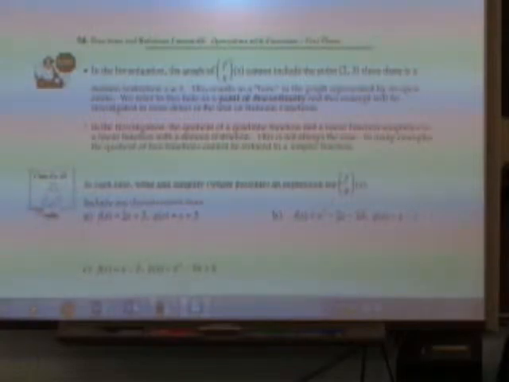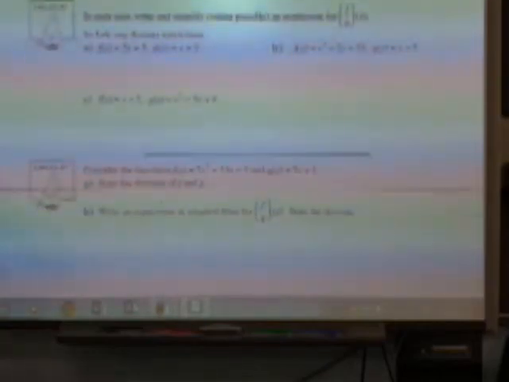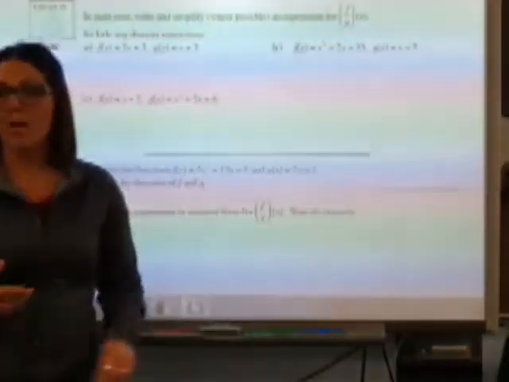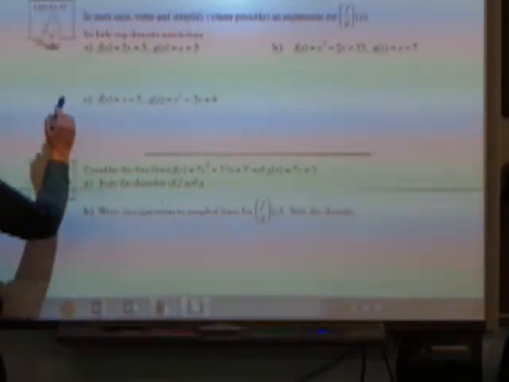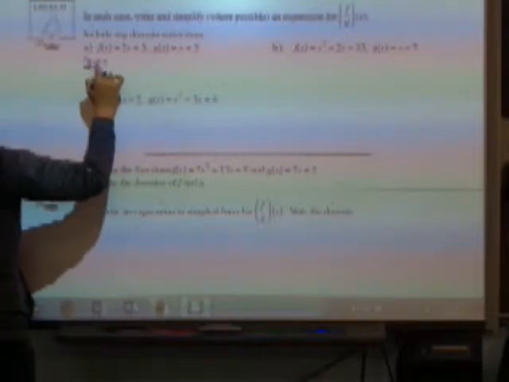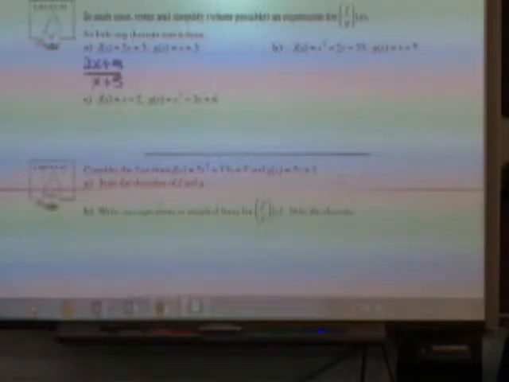Okay? In each case, write and simplify where possible an expression for f divided by g of x. Include any domain restrictions. So this goes back to what we did last year with our rational equations chapter, when we were solving and finding the roots of rational equations. So I have 2x plus 5 divided by x plus 5. I can only cancel out common factors.